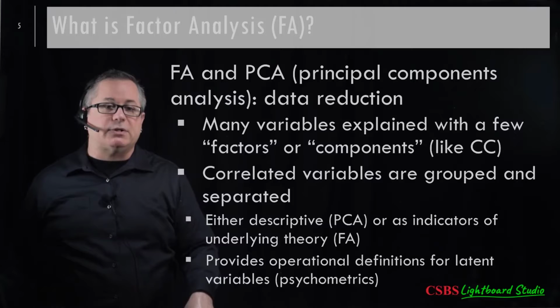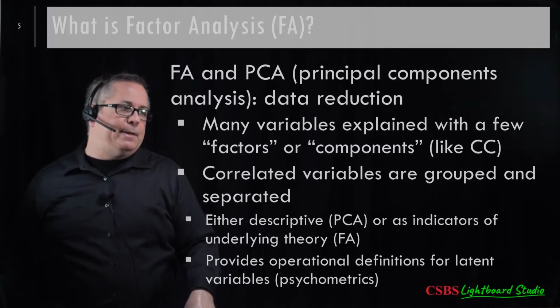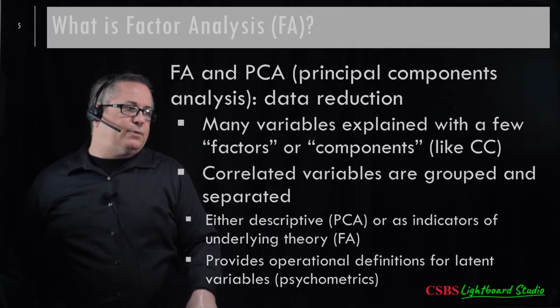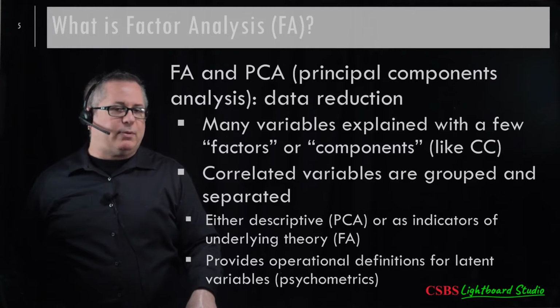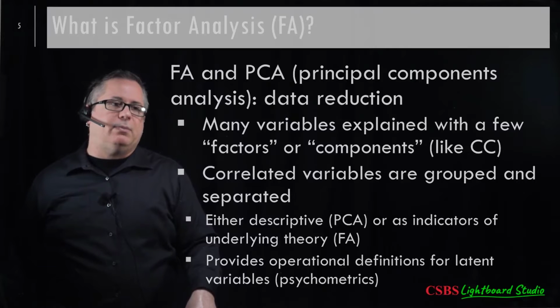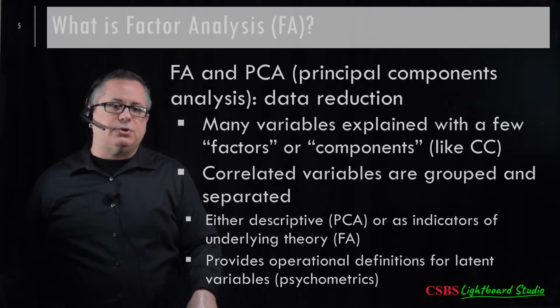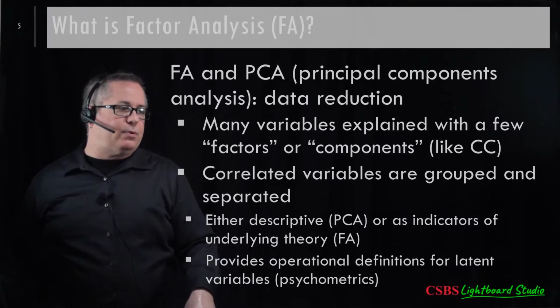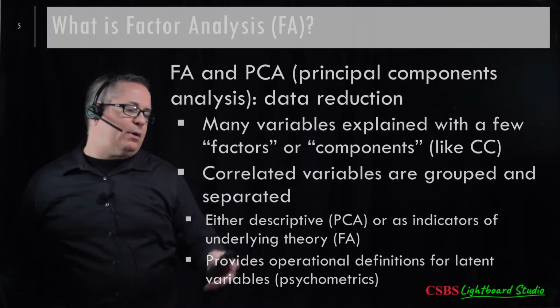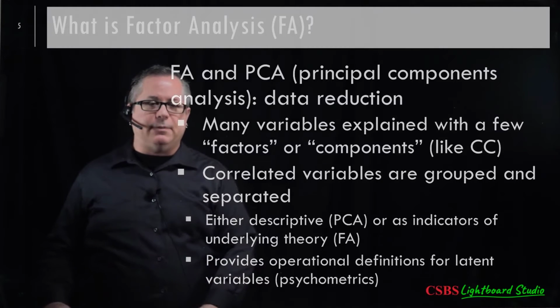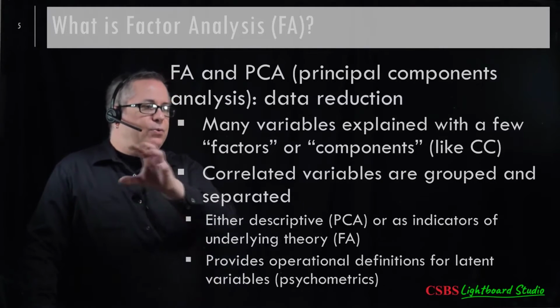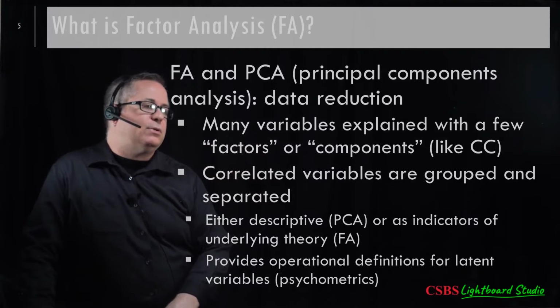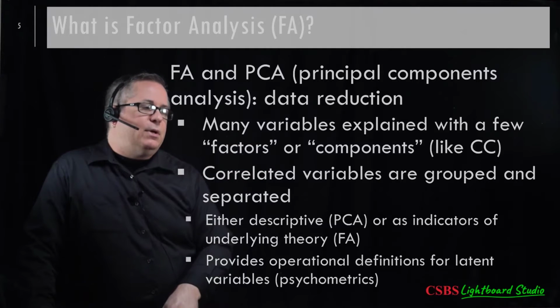And they just have different assumptions about your data. The idea is that in terms of data reduction, we want to take many variables and explain them with few factors or components. This is like canonical correlation. We want to take a bunch of items and combine them down into one or two or a few different dimensions that can help explain how the items relate. So correlated variables are grouped together, and other variables that aren't related are separated out. What we should get is a few clusters of items that relate to different factors.